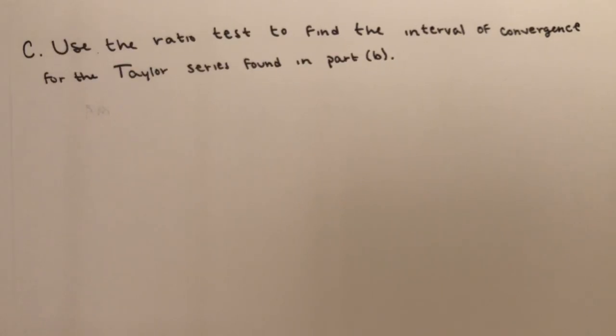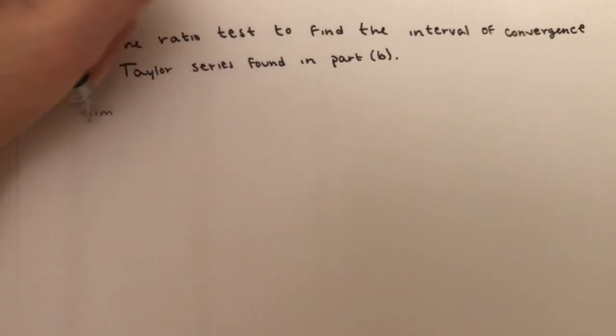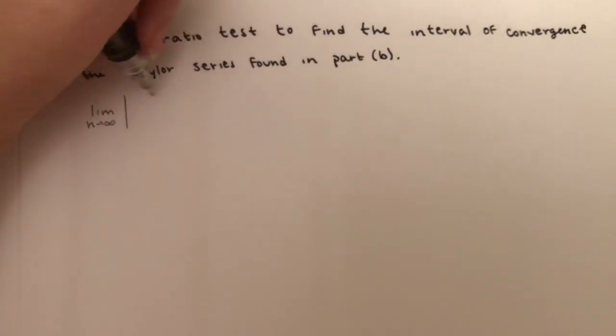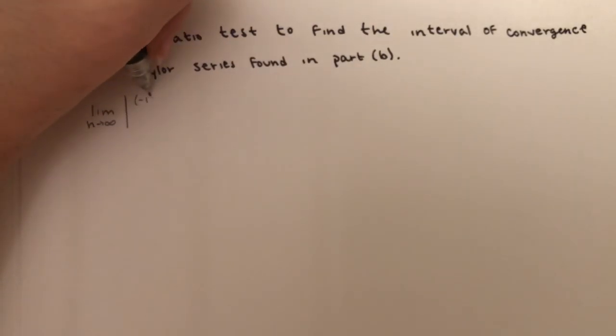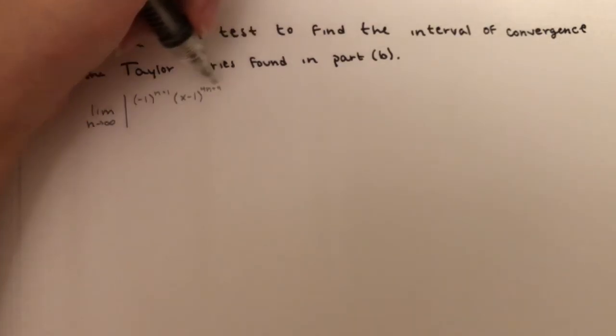Part C says to use the ratio test to find the interval of convergence for the Taylor series found in part B. So for a ratio test, what you do is you take the limit as n approaches infinity of the absolute value of a general term of a series to the n plus 1 power, and then multiply it by the reciprocal of the original general term.